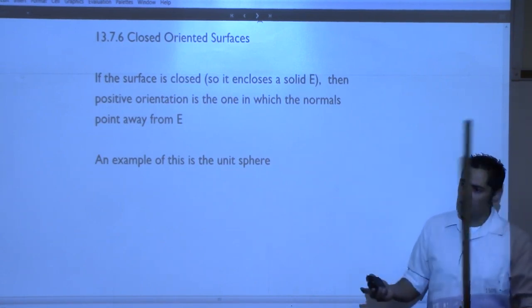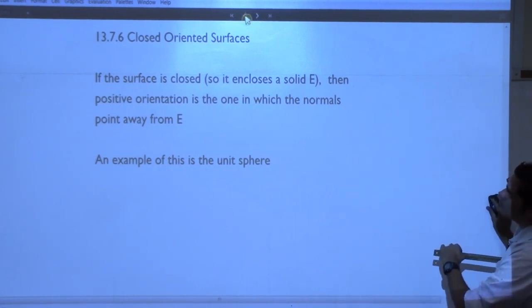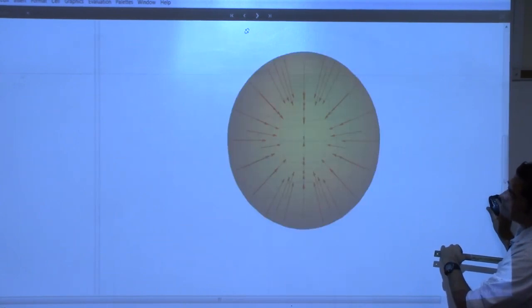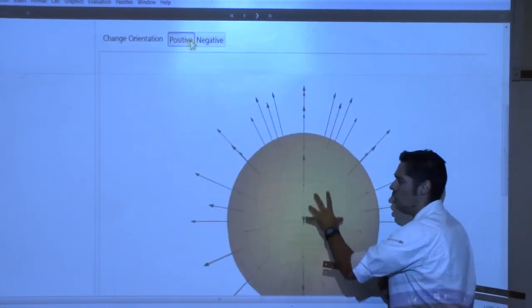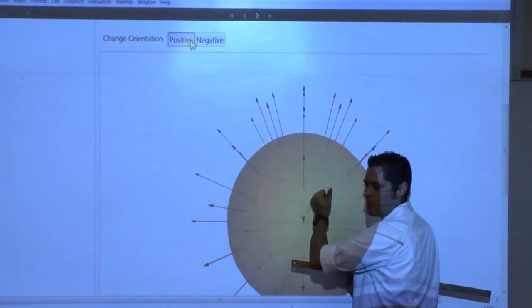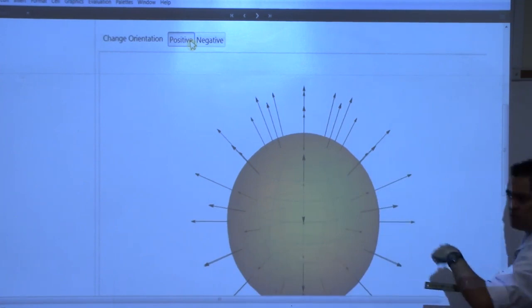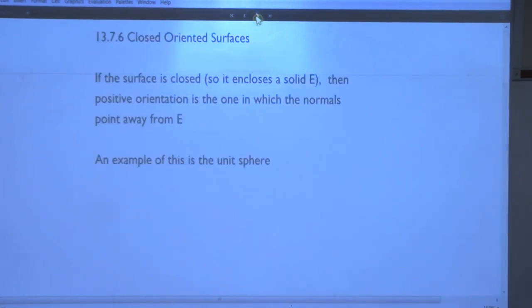So back on that sphere, the reason why we called it positive orientation was because this sphere encloses a ball, right, a solid ball. Positive orientation is where your normals point away from the solid. Negative orientation, they point in towards the solid. We good?